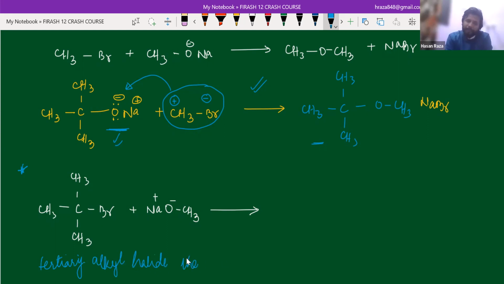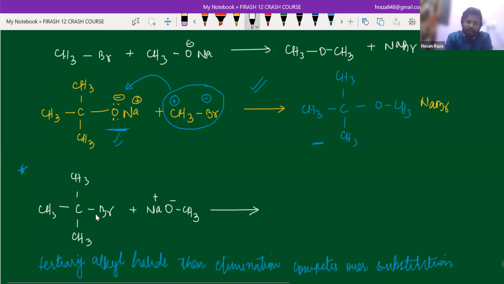Yeah. Elimination then takes place. Elimination competes over substitution. So as you can see, elimination is taking over substitution. So this Br and one of the hydrogens from here will be eliminated. So what will be formed: CH3C, and this CH3, I'm going to write it on the right hand side. And then there will be CH3, double bond CH2.